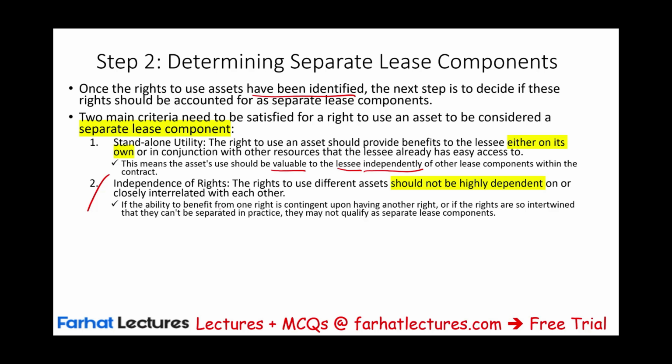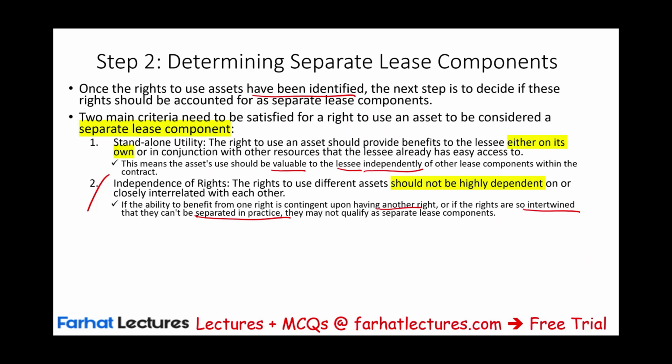If the ability to benefit from one right is contingent upon having another right, or if the rights are so intertwined that they cannot be separated in practice as well, they may not qualify. So let's assume they are: the storage area is inside the cafe. Let's just use our imagination. So to access the storage area, it's inside the cafe.